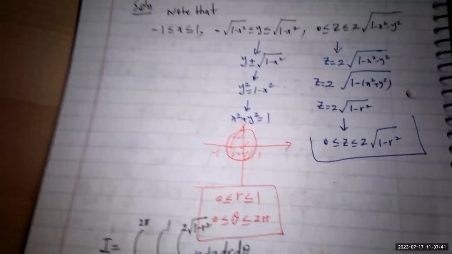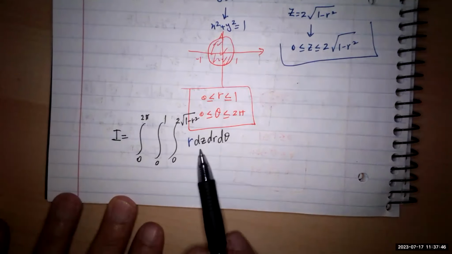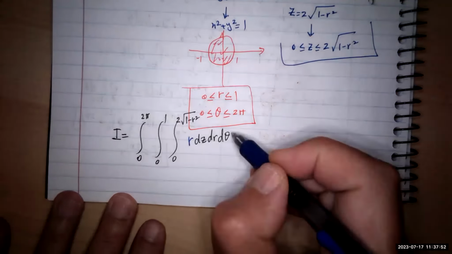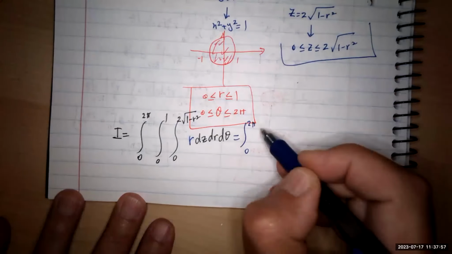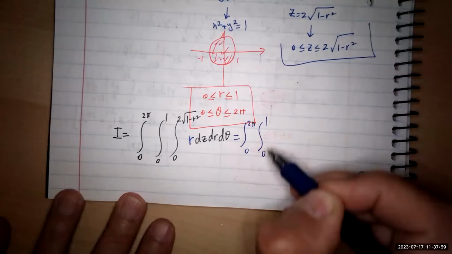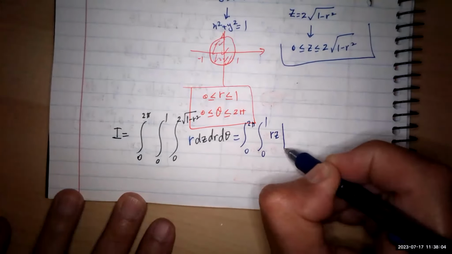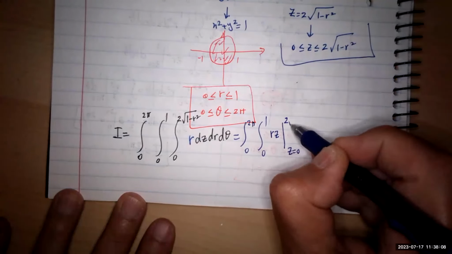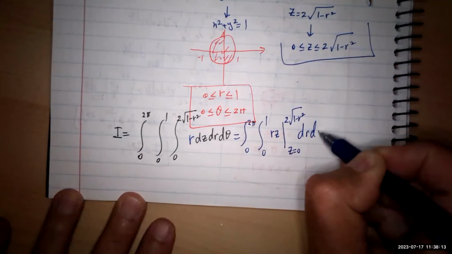Okay, so the first part at least is easy. You integrate with respect to z. It's a constant, so it gives you rz. So let's do it. It's going to be equal to the integral from 0 to 2 pi, 0 to 1, of rz, but with z going from 0 to 2 radical 1 minus r squared, and when you're done, dr d theta.